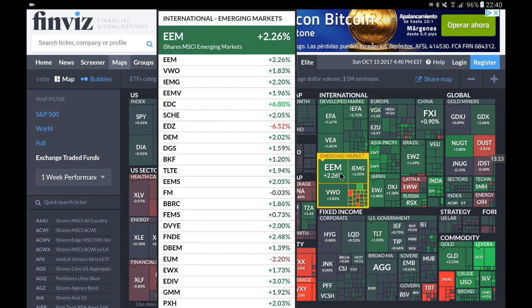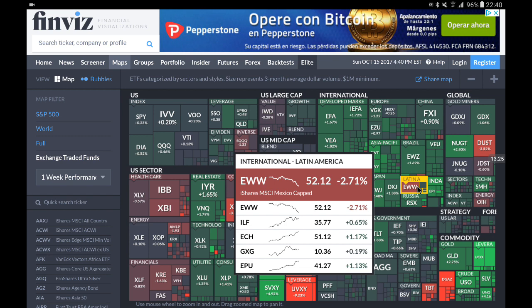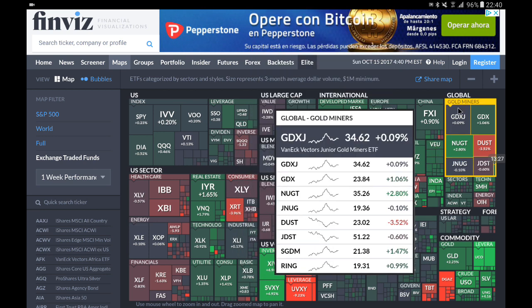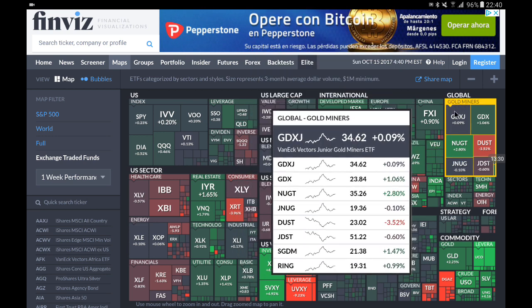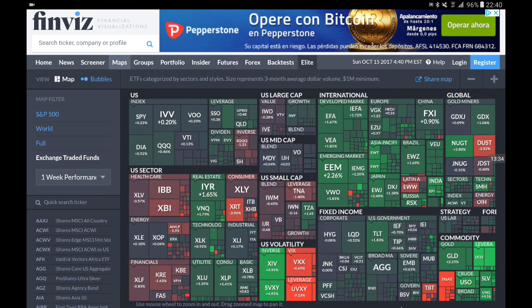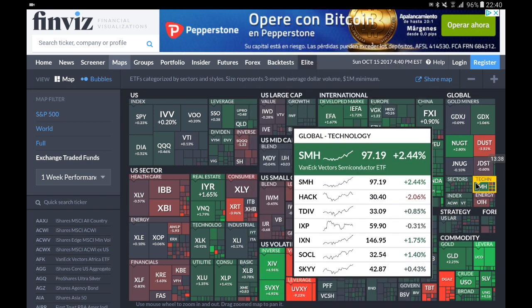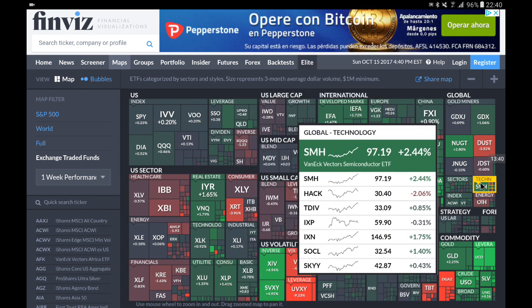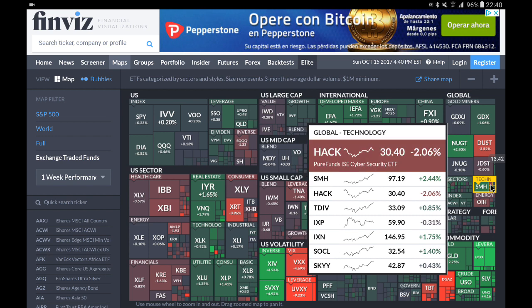Next, international, everything green except for LATAM here. Global, the global miners, everything in green except for dust and GDST. Over here, technology, everything looks great except for hack over here, but still high. So a lot of hacking activity.